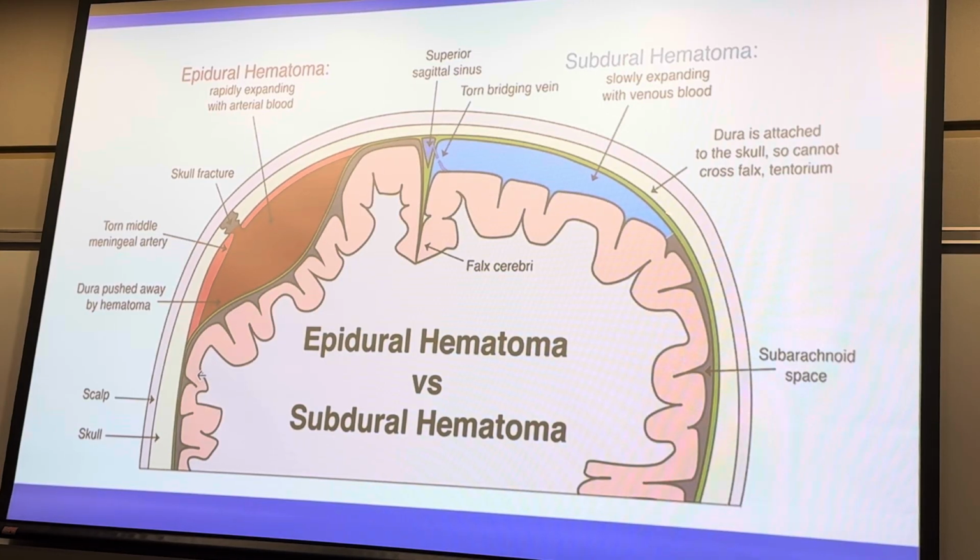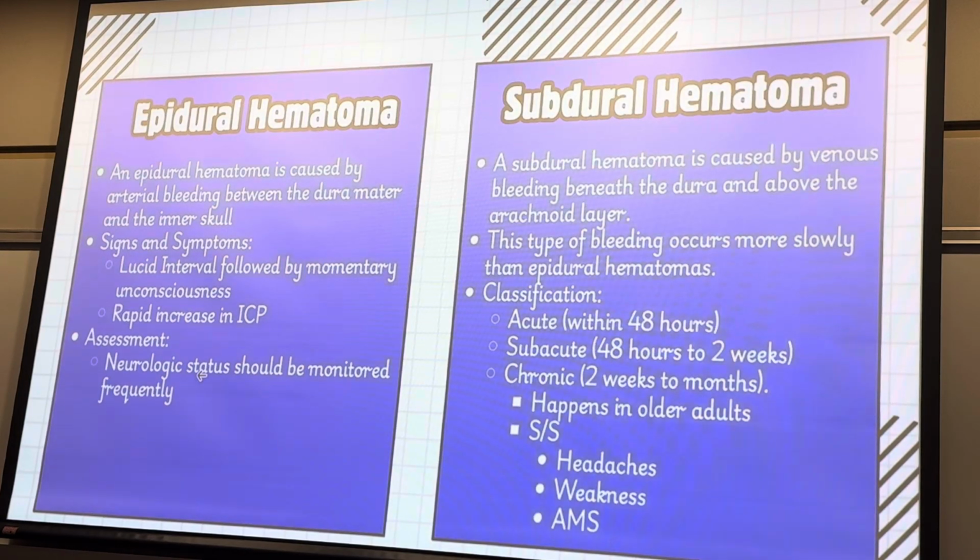So your subdural, you have your dura mater, your dura layer right here. It's not in between the skull and the dura, it's on the other side. So dura mater, and then you have your subarachnoid space. So your epidural is in between the skull and the dura mater; subdural hematoma is in between your dura and your subarachnoid space. That's going to be your difference there, okay? That's how it is in terms of words here.